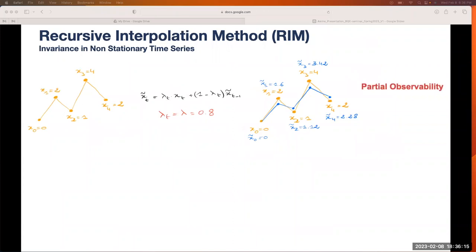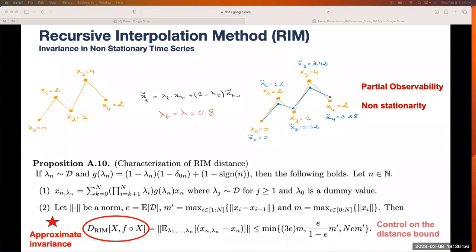Here is one simple illustration of our recursive interpolation method that we developed to overcome the partial observability and the non-stationarity of the input training data. Let's say we start with a time series on the left, and we use a formula to compute new values, x tilde. This example sets lambda to 0.8, but in practice, lambda is sampled from a distribution, for example, a uniform distribution. And then we generate many of these interpolated time series.